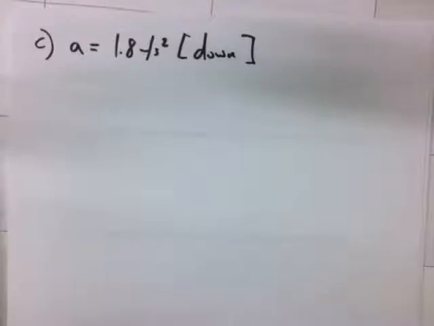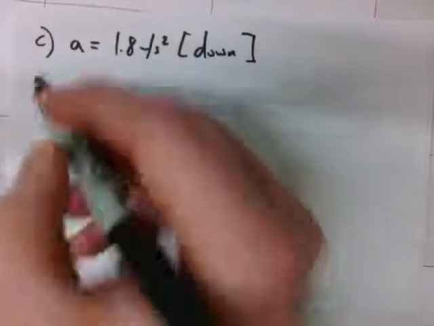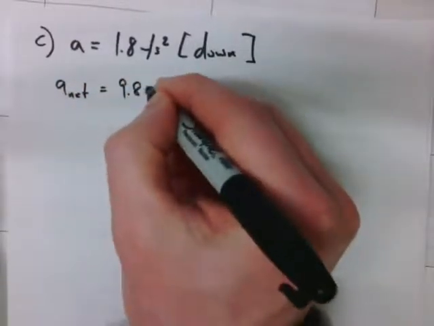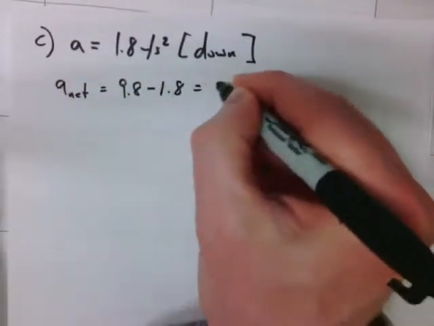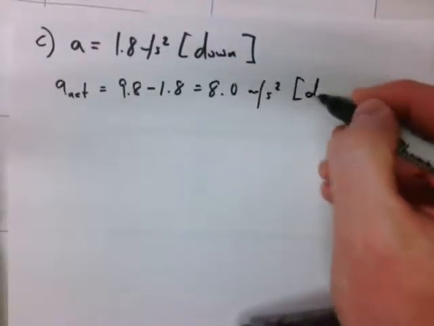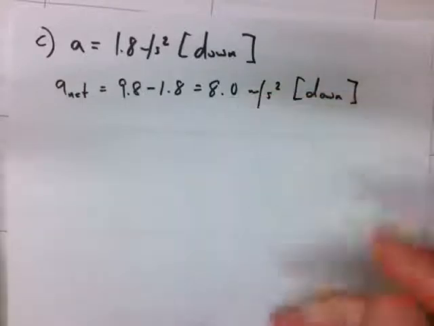When the elevator goes down fast, like hospital elevators, you kind of feel that in your stomach. You're feeling a bit lighter. So our net acceleration is going to be 9.8 minus 1.8, so it's going to be 8 meters per second squared down. That is going to be your net acceleration.